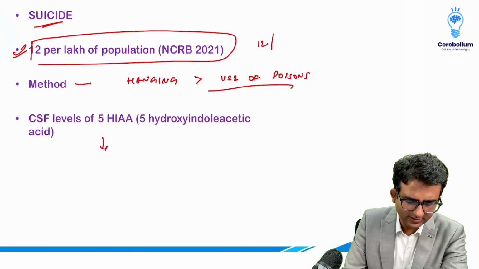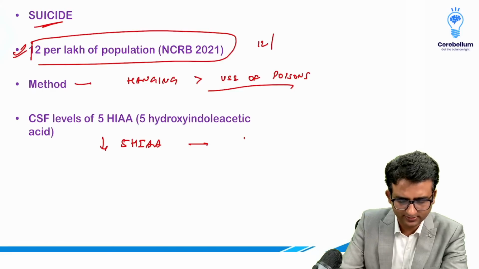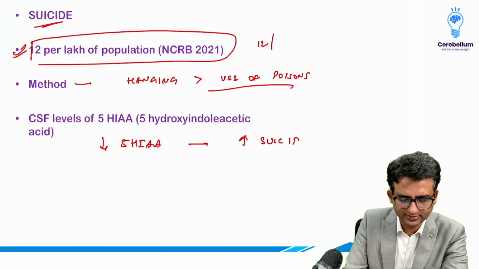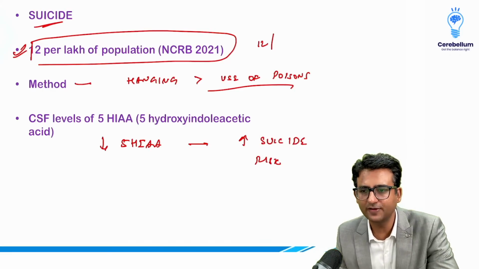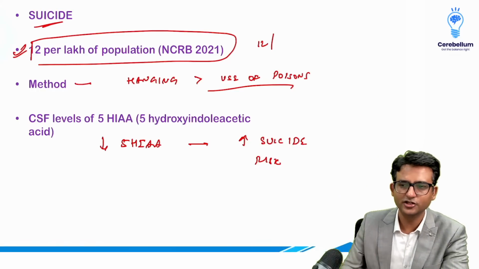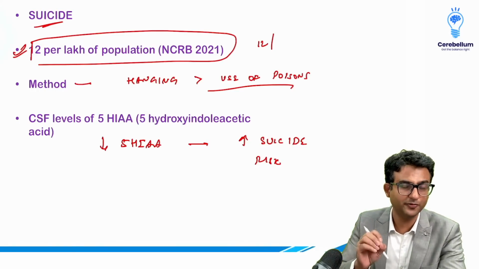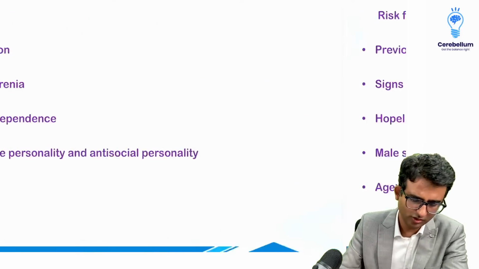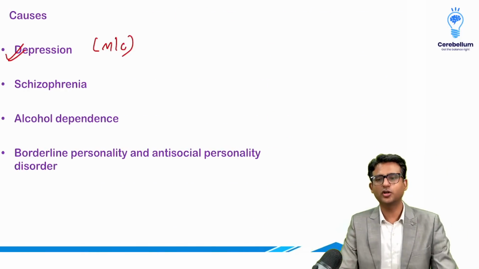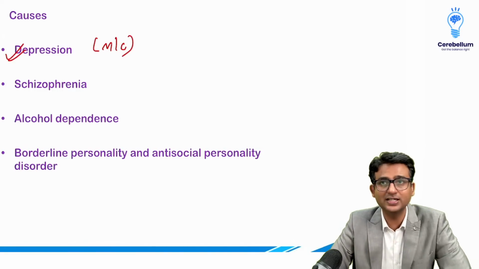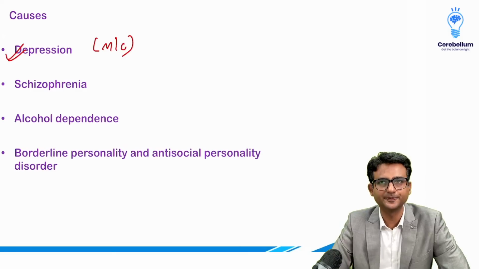The lower the levels of 5-HIAA in CSF, the higher the suicide risk. Lesser the levels of 5-HIAA, more is the suicide risk. What is the most common cause of suicide? The most common cause of suicide is depression. Almost 80% of the patients who die by suicide have depression.